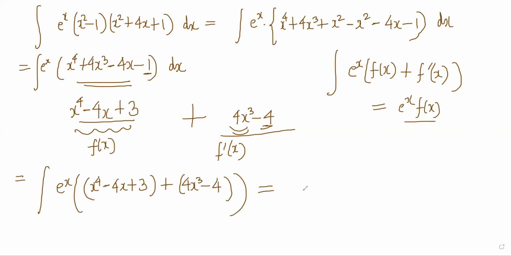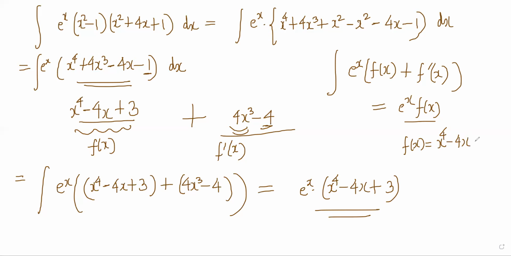And that integral answer will be e power x into x power 4 minus 4x plus 3. Therefore, my f of x is coming out to be x power 4 minus 4x plus 3, right? This is my f of x. Once I found f of x, I have basically solved the question, right? Let's move on. Let's look at question number 23.